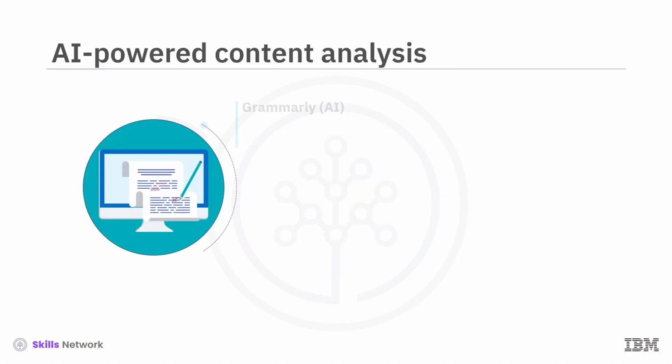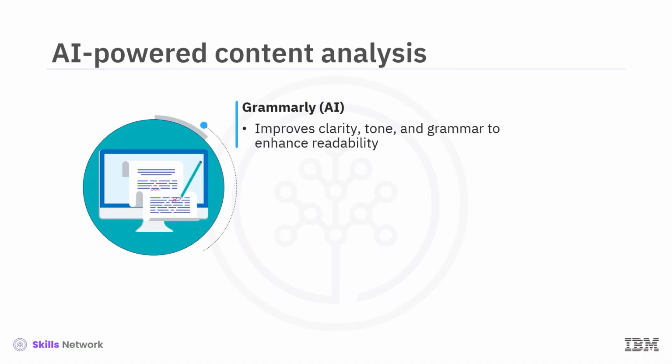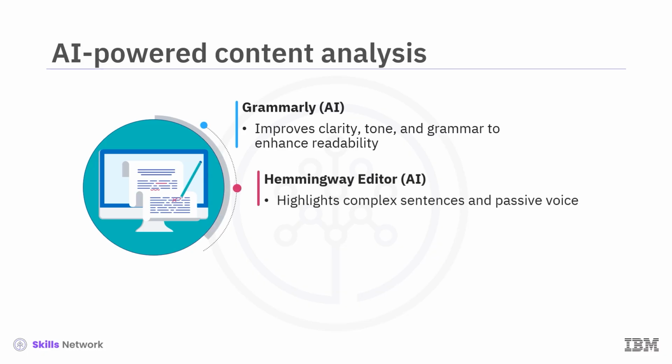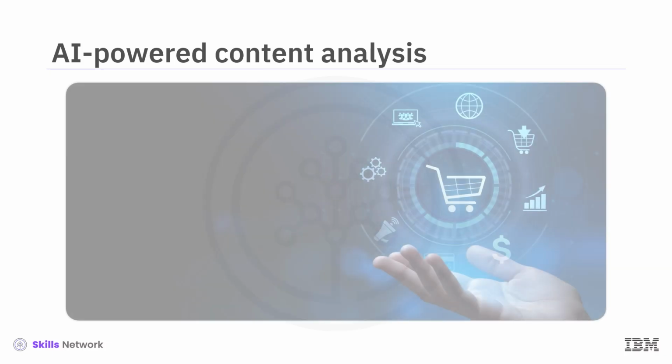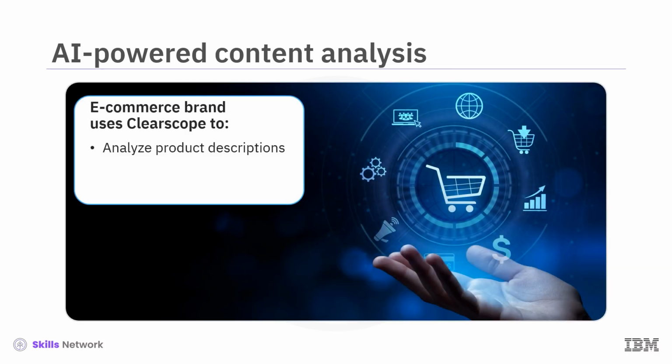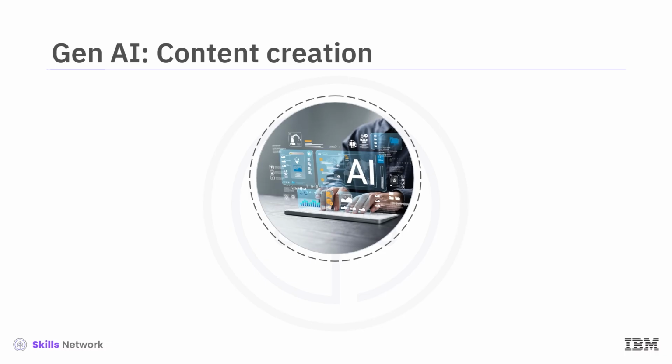Tools such as Grammarly AI improve clarity, tone, and grammar to enhance readability. Hemingway Editor AI highlights complex sentences and passive voice, making content simpler and more direct. And ClearScope analyzes content for semantic keyword usage and recommends improvements. For instance, an e-commerce brand can use ClearScope to refine product descriptions, enhance readability, and align with targeted search terms for better SEO performance.